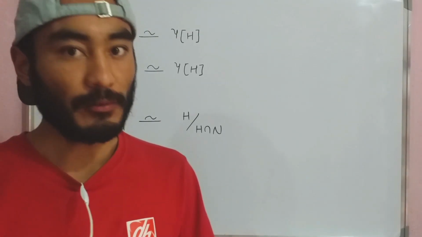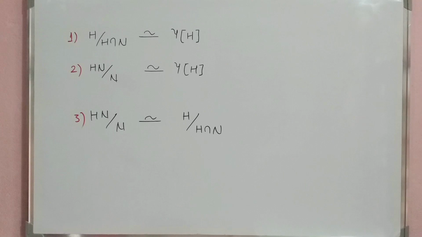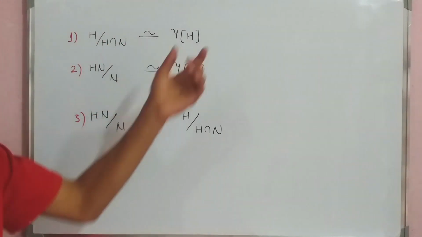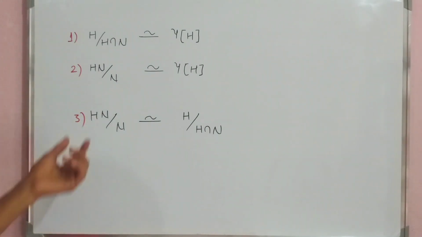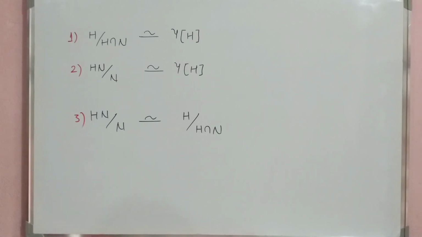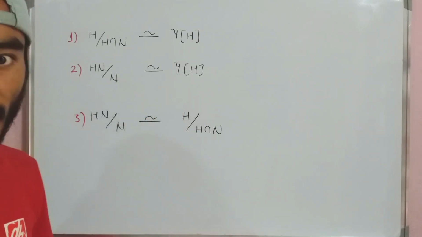Now we reach the conclusion. First, we showed that the factor group H by H intersection N is isomorphic to the group gamma H. Second, we showed that the factor group HN by N is also isomorphic to the group gamma H. And from first and second, we can conclude that the factor group HN by N is isomorphic to the factor group H by H intersection N.